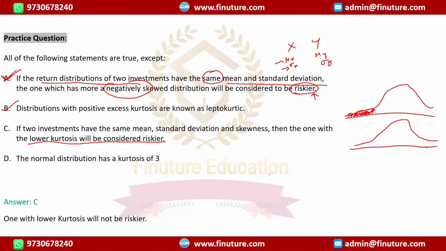Along with the leptokurtic, you can just write highly peaked and the thinner tail. And with the platykurtic, you can just write low peakedness and the fatter tails. So fatter tails mean it is highly risky. So this one is wrong. Yes, that's right. The last one, I think, it's true. Okay, great. So I think we solved it. Let's move to the next question.